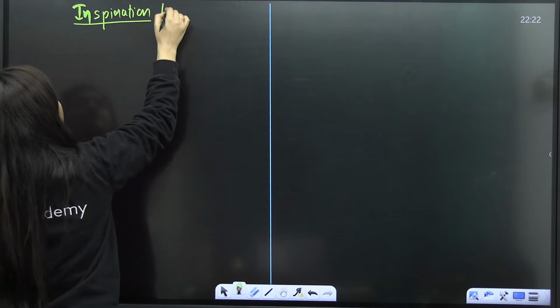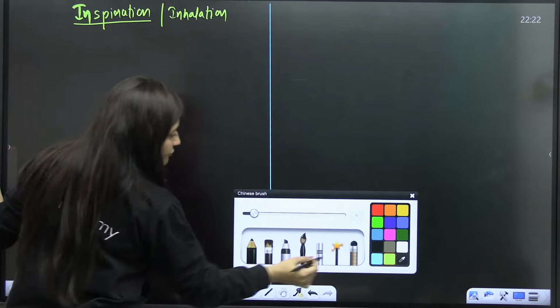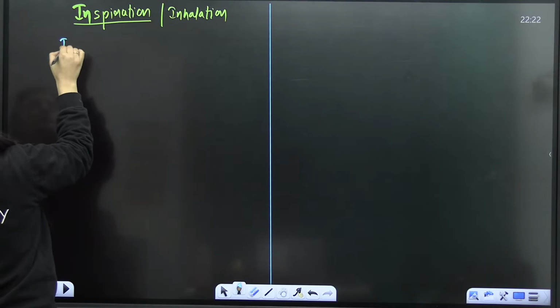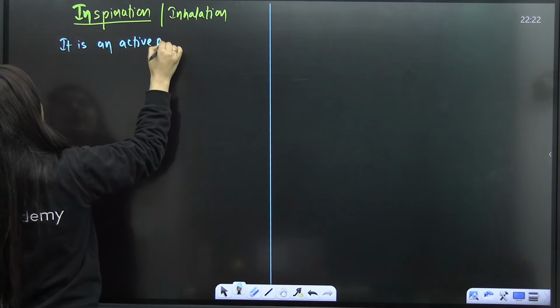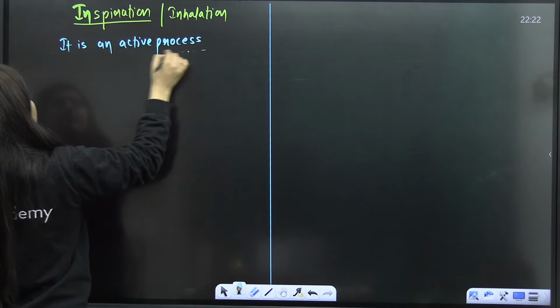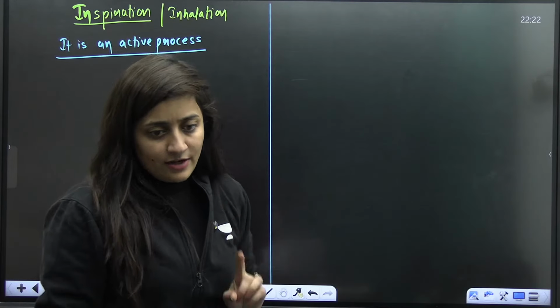So inspiration, which is also known as inhalation. First of all, students, it is an active process. If I am saying it is an active process, what does it mean? It needs energy. This is the first thing that you have to remember.